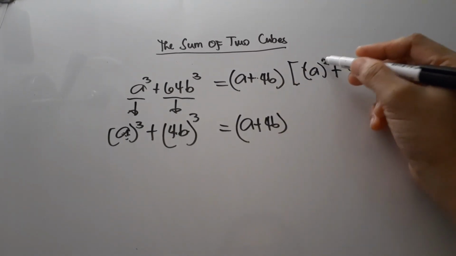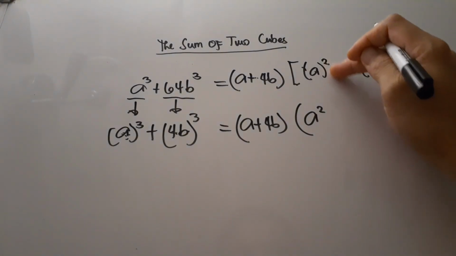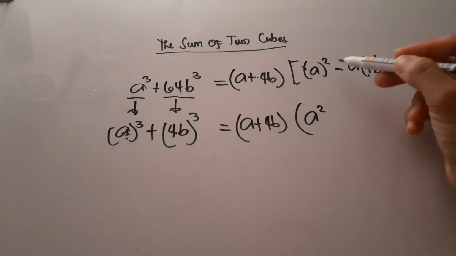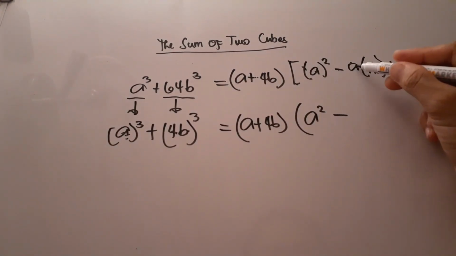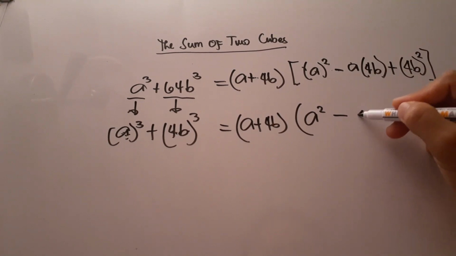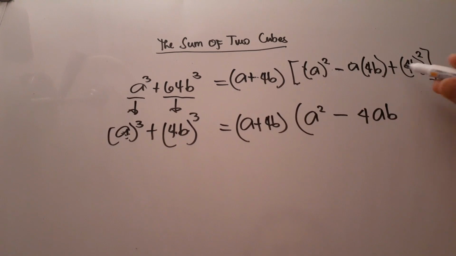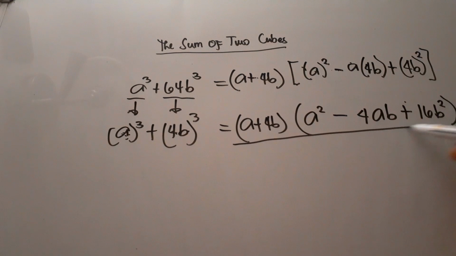Then a squared becomes a raised to the power of 2. Remember, this is negative. We can follow the formula. This is negative, so we have negative a times 4b becomes negative 4ab. Then the square of 4b becomes 16b squared. And this is our factor.